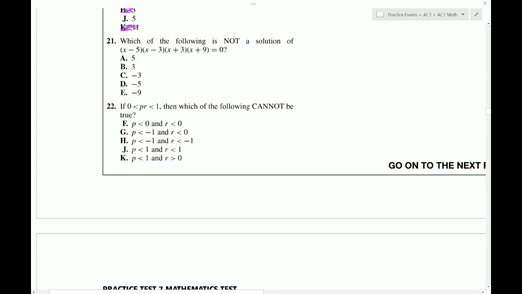Which of the following is not a solution to this? Well, I could tell you that the opposites are always going to be solutions. So 5 is a solution, 3 is a solution, negative 3 is a solution, and then negative 9 is a solution. So D is our best choice.